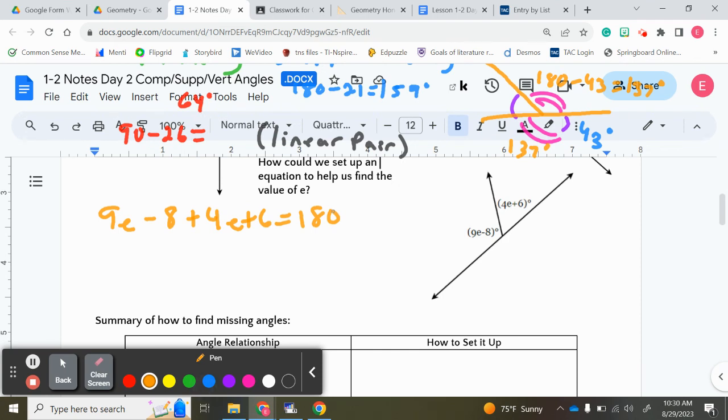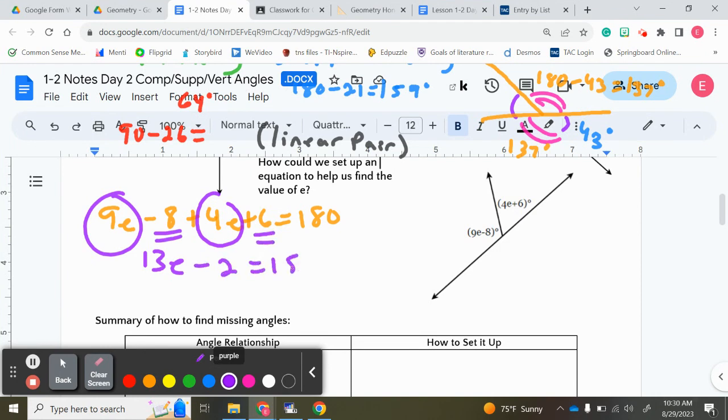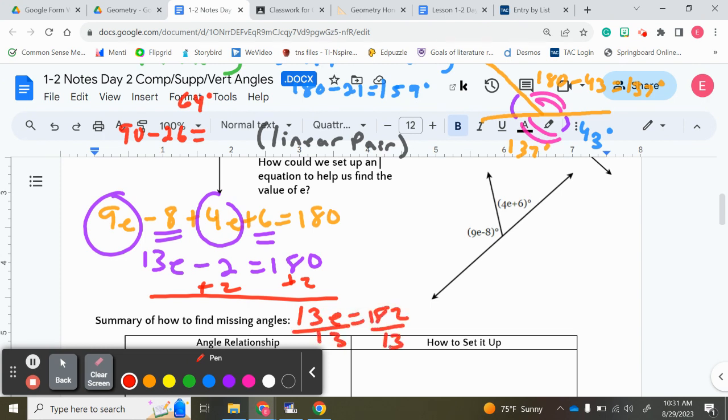Okay, from here, this is just algebra. We're going to combine our like terms. 9 plus 4 gives me 13, so it'll be 13E. I'll combine these two, and that'll be minus 2. I'm going to add the 2 to each side. That leaves me with 13E equals 182. And then I'm going to divide by 13. So E in this case ends up being what? Yeah, 14.